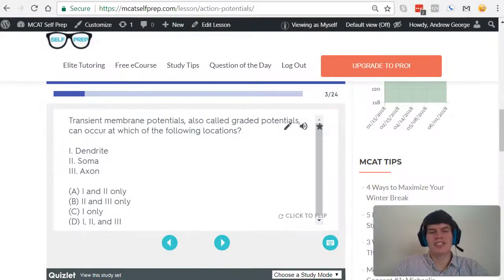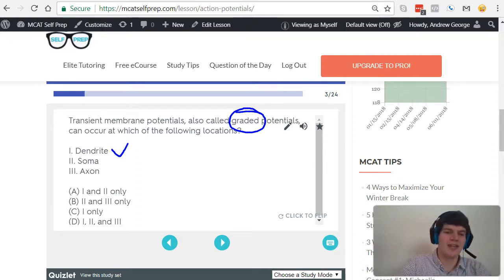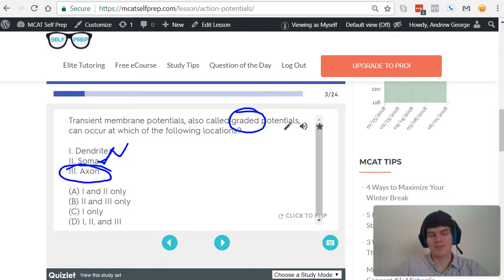Let's take another look at the question stem. Transient membrane potentials, also called graded potentials, right? That's what we talked about. Graded potentials can occur at which of the following locations? Dendrite? Yes. We talked about that. That's where the graded potential will start, and it'll decrease over time as it travels through the soma. So yeah, soma is also where you might find a graded potential. But the axon, that's where we find action potentials. Therefore, you don't think about the axon as having a graded potential. Therefore, the answer to this question is A, 1 and 2 only.